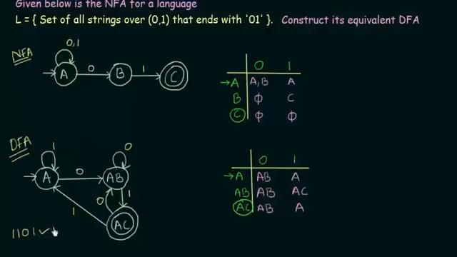It is accepted. Let's check another string, say 1, 1, 1, 0. It ends in AB, so it is not accepted. When a string ends with 01, it is accepted. When it ends with something other than 01, it is not accepted. So this is how you convert an NFA to its equivalent DFA.